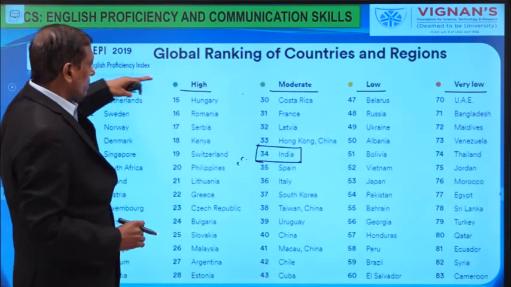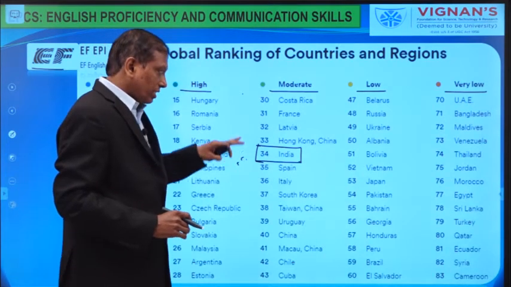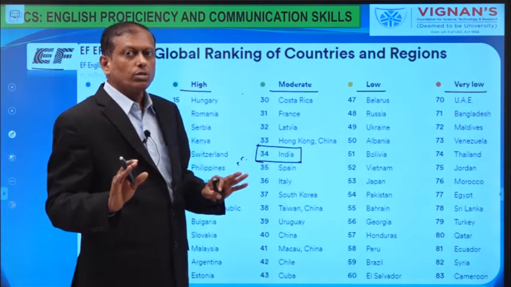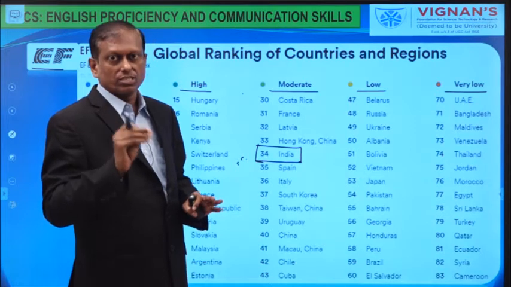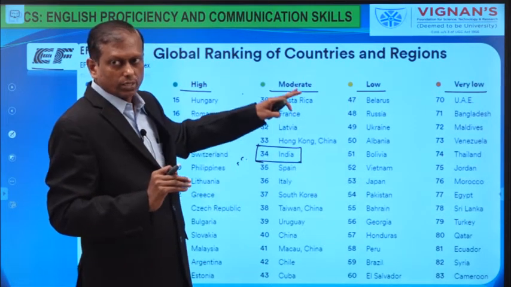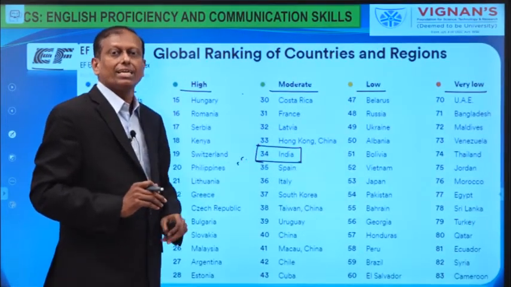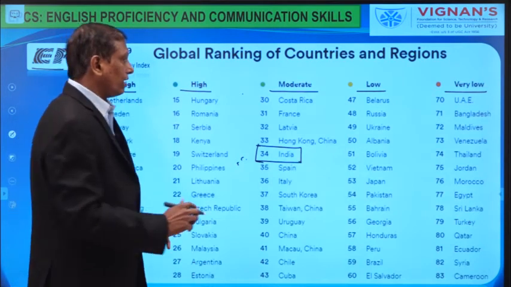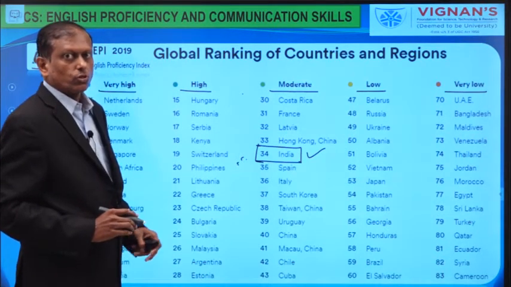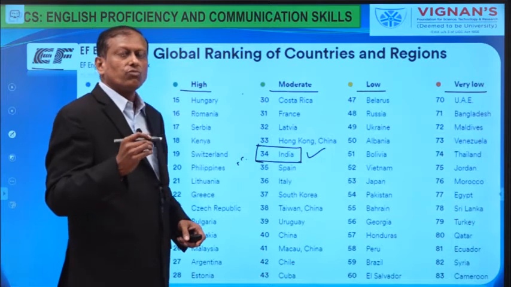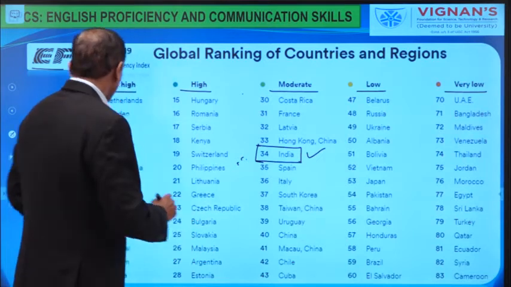And there are so many countries who are performing far better than us. Countries like Britain and America, where English is a first language, are not included in this list. These are all the countries where English is being learnt as a second language. And our level of language proficiency is here. So it shows us the necessity of improving ourselves and getting better chances in the world competition.